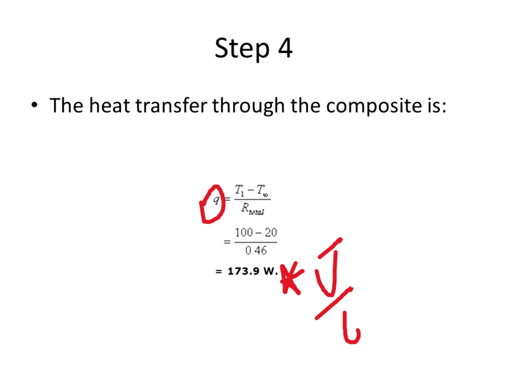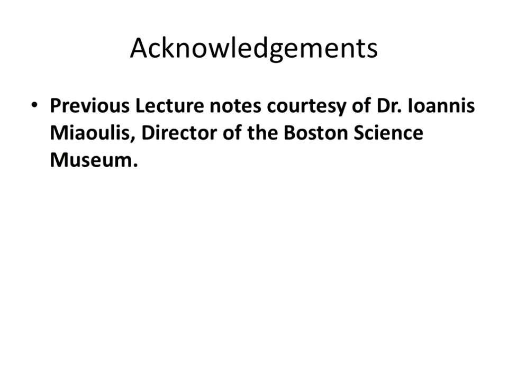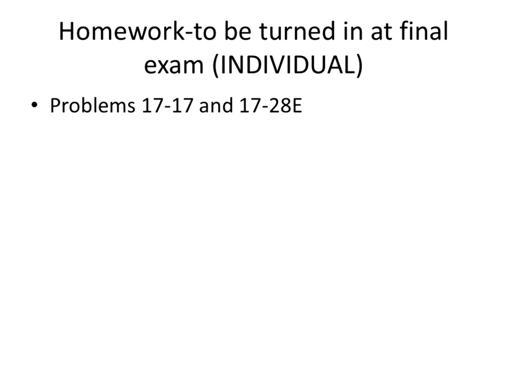Now remember, that's joules per time, okay? So if you have joules per time and you have a stove and you know how much joules you're adding, then you can predict how long it'll take to cook. Hint, hint, for those cases where I would ask you to determine the time. So basically that's it. That's a simplification of everything. These are lecture notes courtesy of Dr. Ioannis Nouelis. He's the director of the Boston Science Museum.